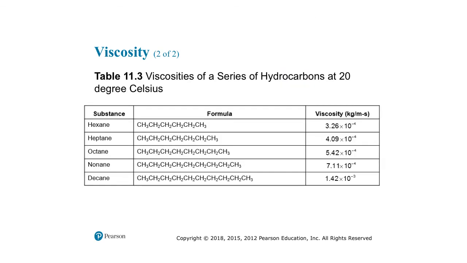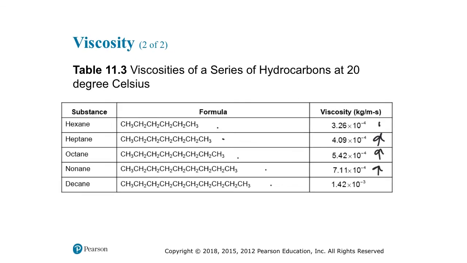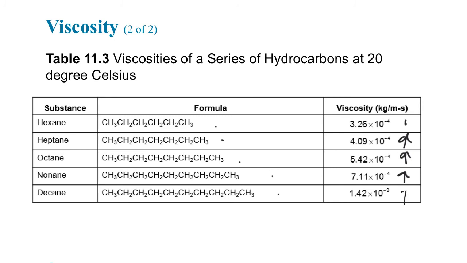So this slide here is comparing some relatively smaller hydrocarbons: hexane, heptane, octane, nonane, and decane, seeing that their viscosities very regularly are increasing. So heptane's a little bit higher than hexane, octane's higher, going up. 7.1 times 10 to the minus 4 is bigger than 5.42 times 10 to the minus 4, and then even bigger for decane. So if you want a really viscous hydrocarbon, then you want a very long chain hydrocarbon.